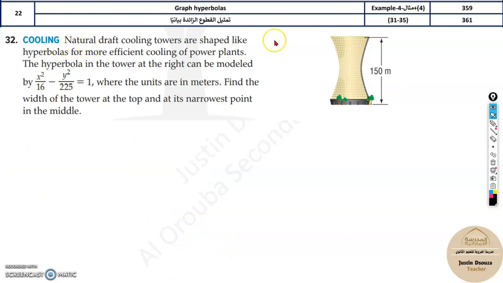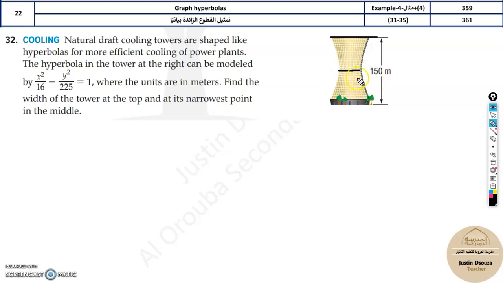Now over here they have told that this is the natural draft cooling tower, which is shaped like a hyperbola because it increases the effectiveness of the cooling of power plants. And the hyperbola in the tower at the right can be modeled by this equation. The equation of this hyperbola is given. We need to find the width of the tower at the top and at the narrowest point in the middle.